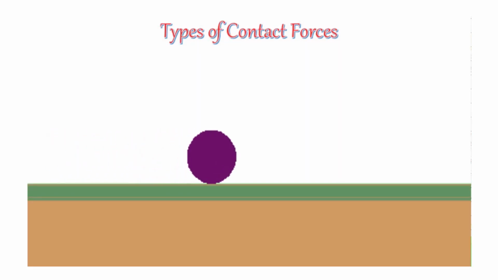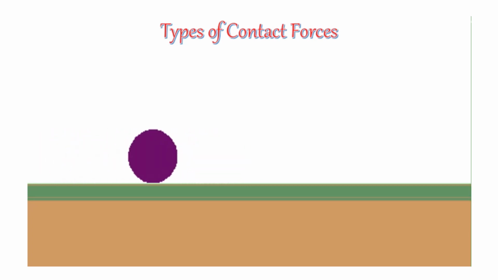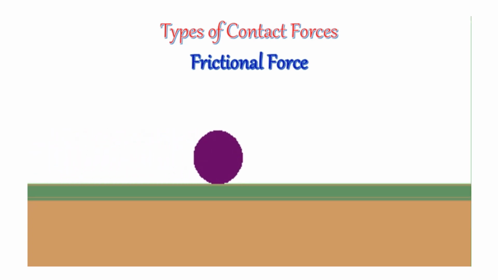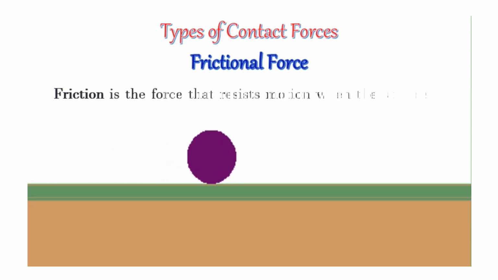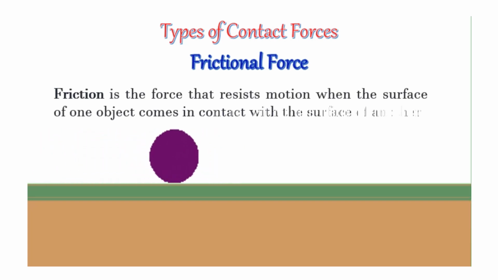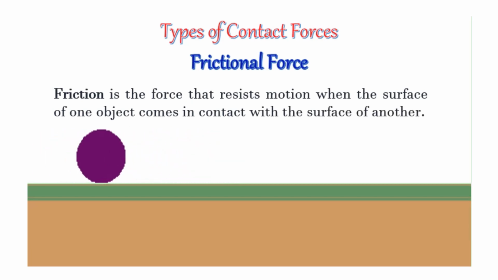Roll a ball on the floor. After some time, it stops. What makes the ball stop? There is a force of friction between the surface of the ball and the surface of the floor. Friction is the force that resists motion when the surface of one object comes in contact with the surface of another.